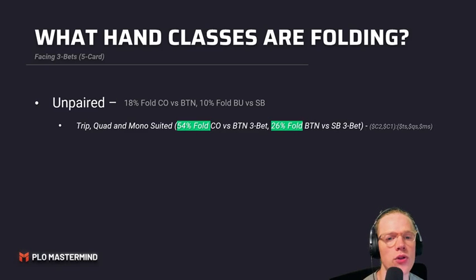When we don't have those components, when we just have the single suited hand with a trip, quad, or monotone suit, it becomes very likely we're going to be dominated post flop. We're going to have poor playability, all those kinds of things.